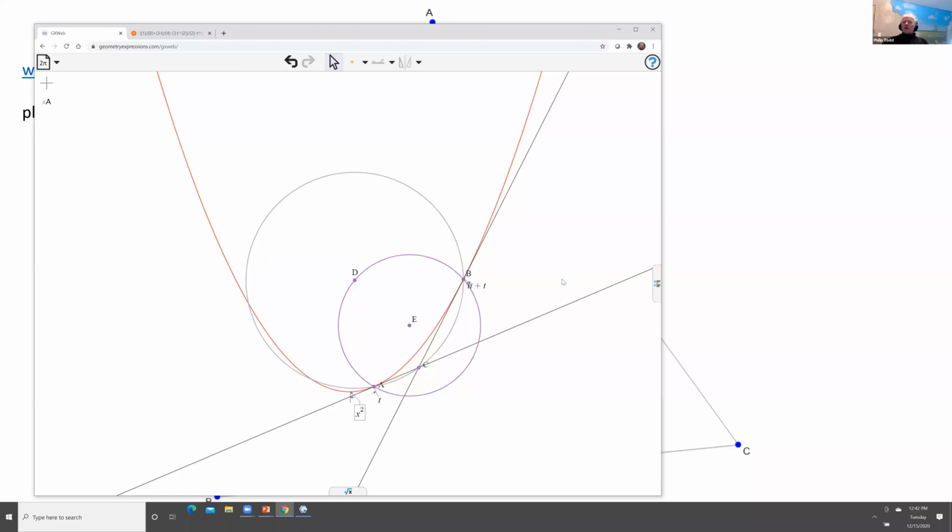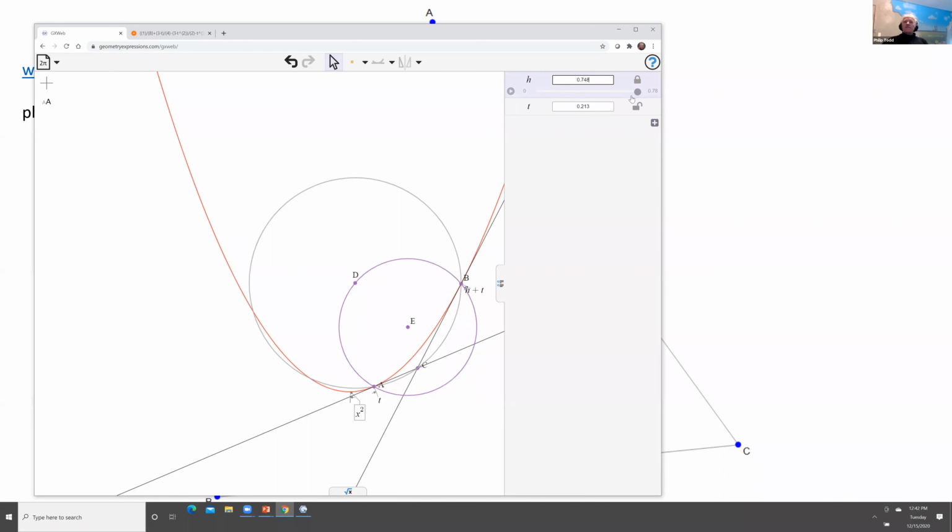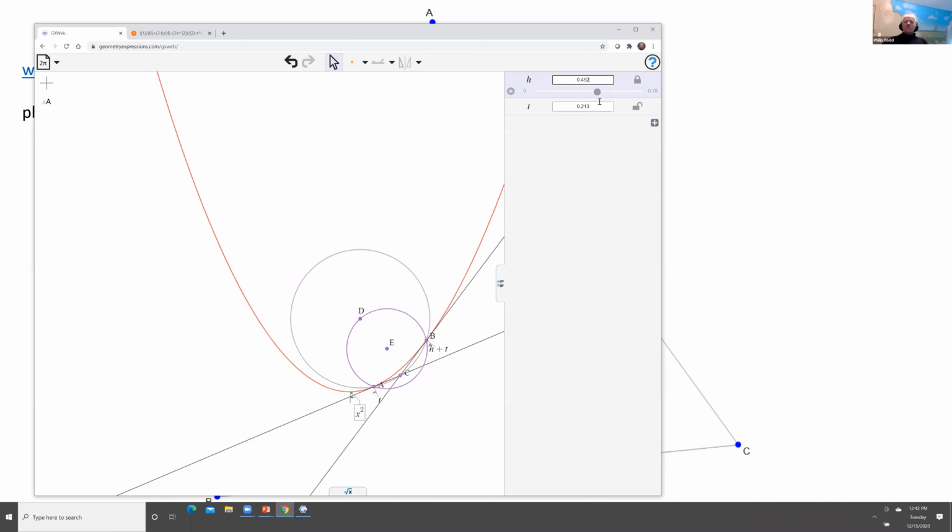Now, of course, I can take H and reduce it. And so as it reduces, the purple curve is going to tend to a limit, which is going to be the locus of the points on the caustic curve, the limiting curve.